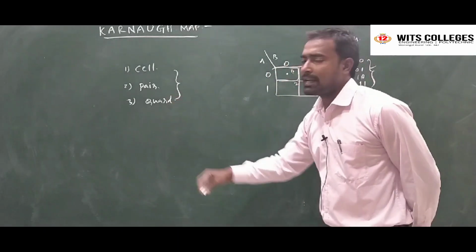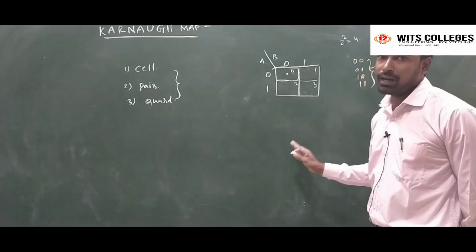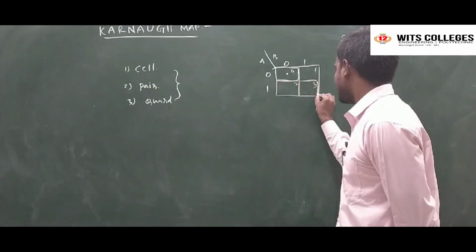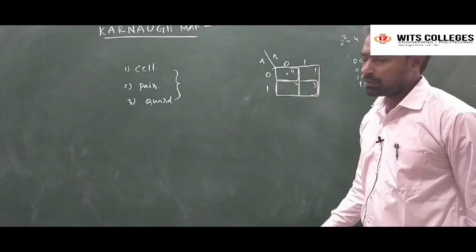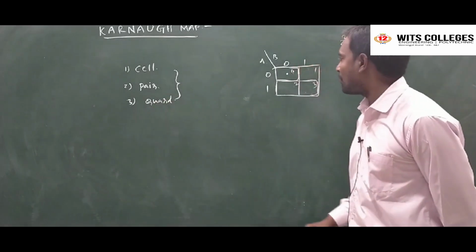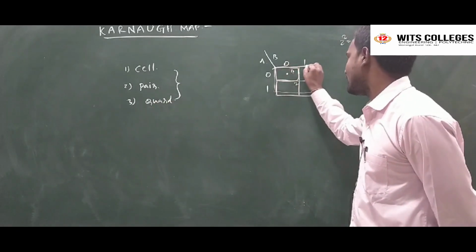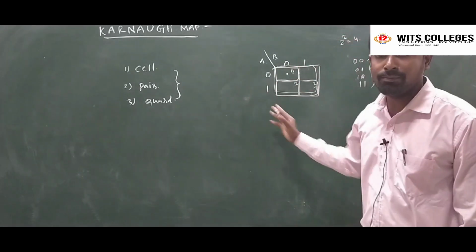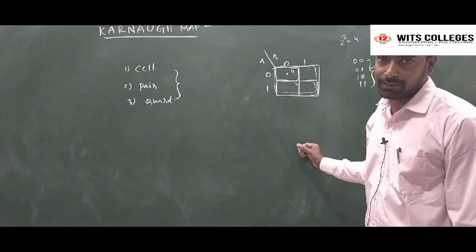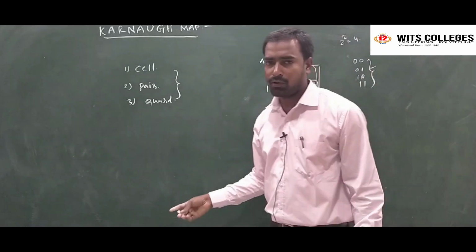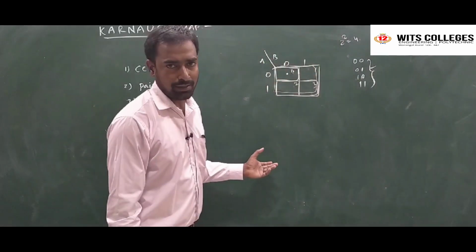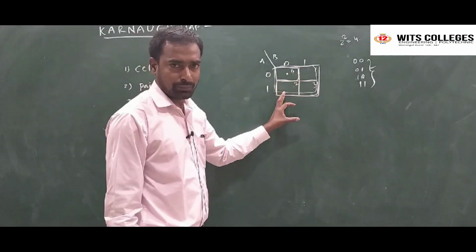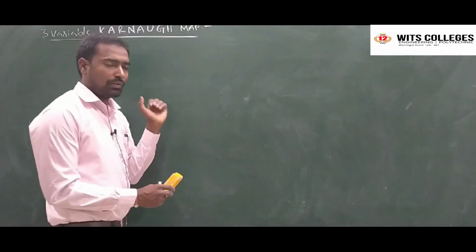Coming to the pair, a group of two variables is called a pair. So this one is called a pair. And coming to the third one, quad, a group of four variables is called a quad. So these are all used to simplify Boolean expressions, and we will now discuss the two variable K map, three variable K map and four variable K map. This is a two variable K map. Next, three variable K map.